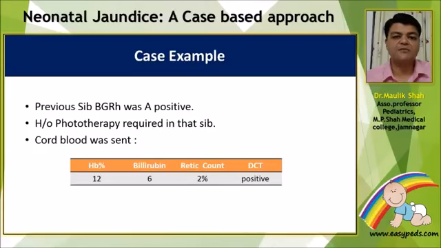The previous sibling of this particular baby was having A positive blood group and Rh typification. History of phototherapy required in this particular sibling of this baby. The cord blood was sent for analysis of this particular baby, and it was found to be having the following parameters: hemoglobin 12%, bilirubin was 6 mg per deciliter, retic count was 2%, and direct Coombs test was positive.